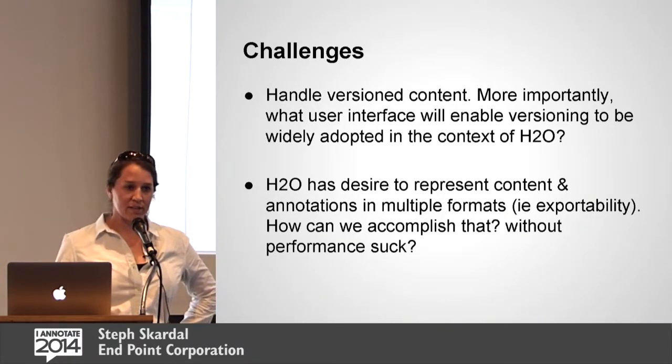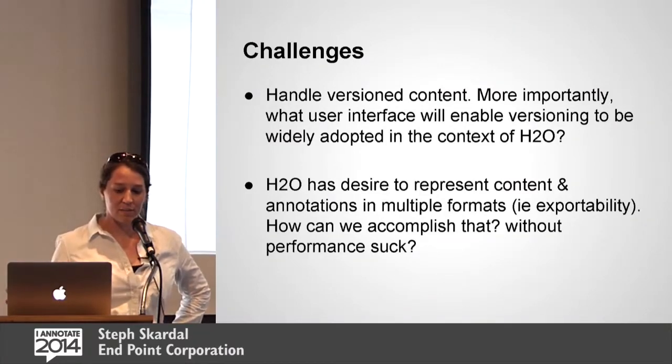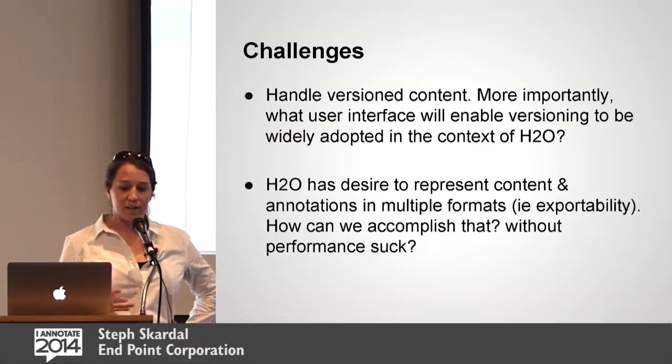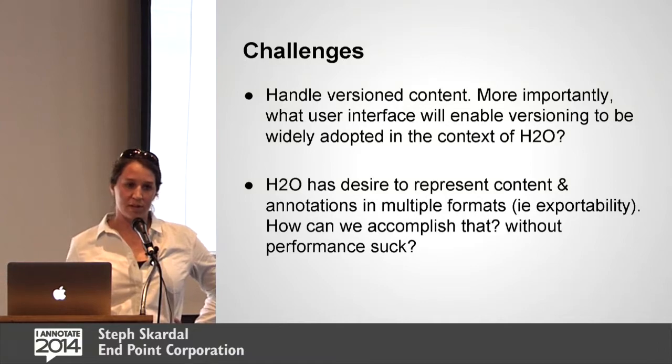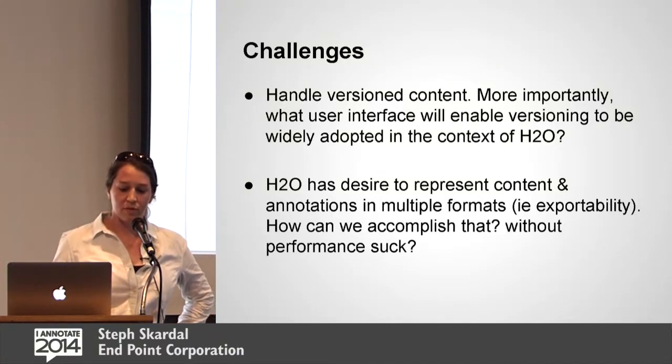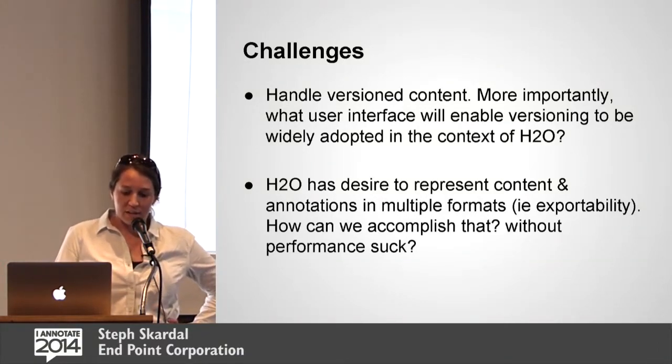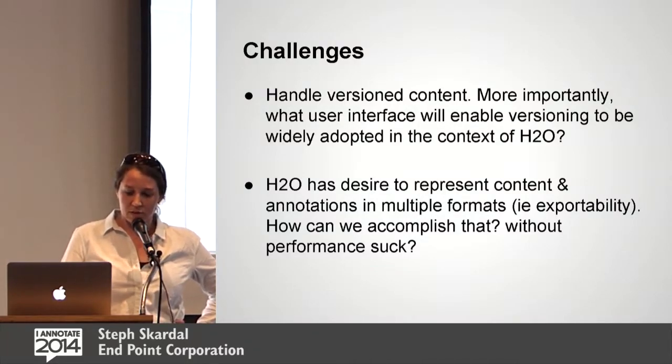And then H20 has a desire to represent the content in multiple formats. So if you annotate text in the web and you want to export it to EPUB or whatever format they want to do that, we actually did quite a lot of work trying to export to PDF, and there was a lot of performance issues with doing it in a scalable way.